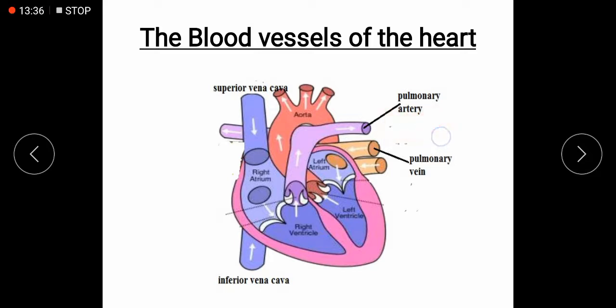So we have four types of blood vessels that are connected to the heart. First of all, the left side is connected to the pulmonary vein and aorta. The right side is connected to the superior and inferior vena cava and pulmonary artery. So these are the blood vessels that are responsible for taking the blood into and away from the heart.